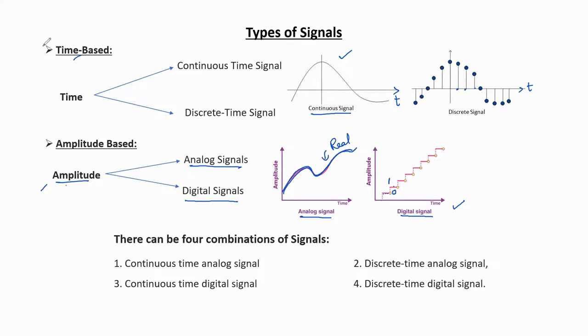Now, by combining these time-based and amplitude-based types of signals, we can get 4 combinations of signals. The first combination is continuous time analog signal. The second type is discrete time analog signal. The third type is continuous time digital signal. The fourth one is discrete time digital signal.